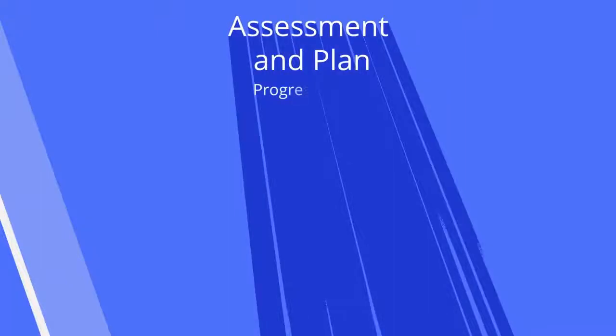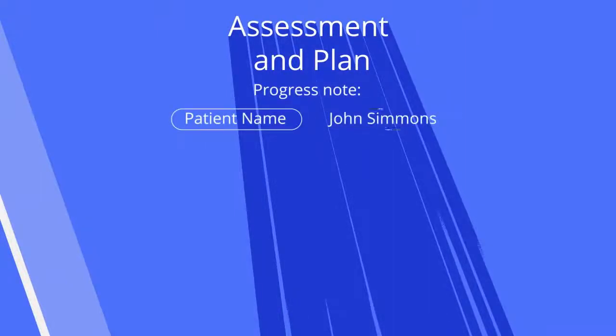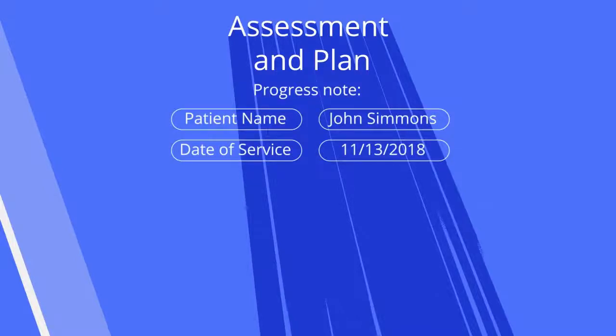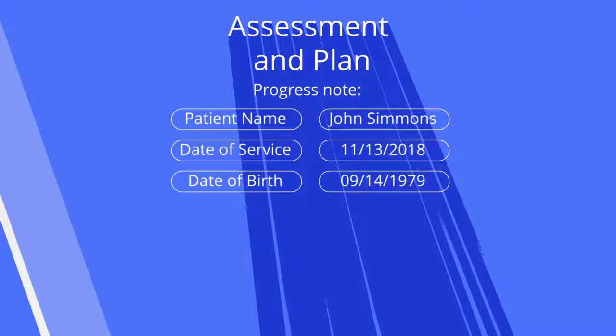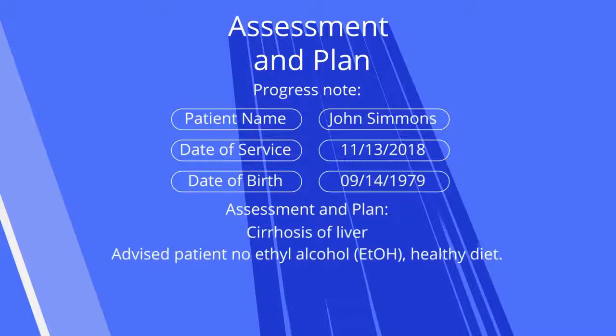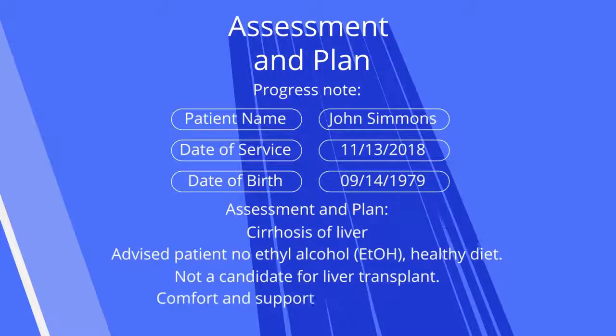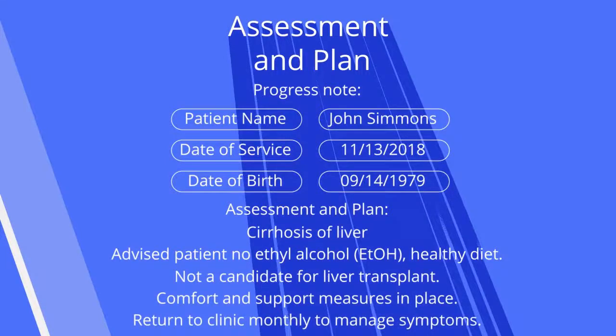Let's see an example of the progress note. Patient name: John Simmons. Date of service: November 13, 2018. Date of birth: September 14, 1979. Assessment and plan: cirrhosis of liver. Advised patient: no ethyl alcohol, healthy diet. Not a candidate for liver transplant. Comfort and support measures in place. Return to clinic monthly to manage symptoms.